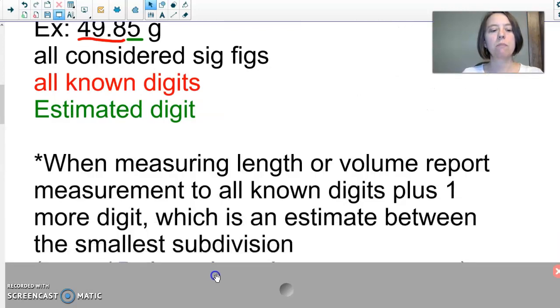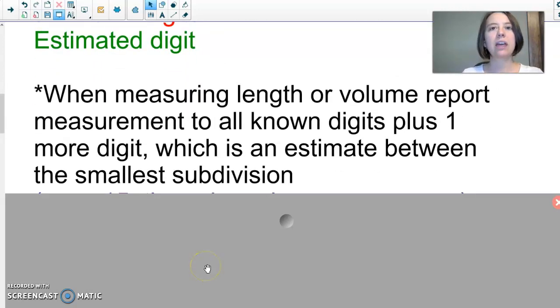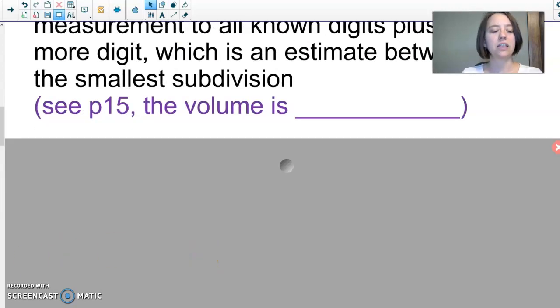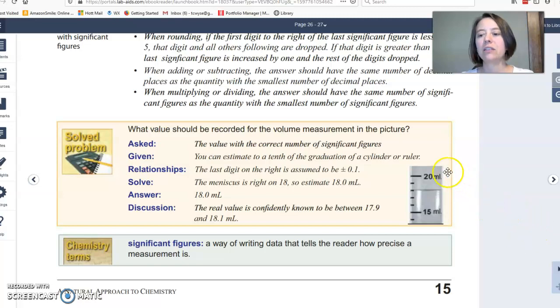So we were talking about mass. What about length or volume? Well, to find the correct number of significant digits when you are measuring length or measuring volume, you report all known digits plus one more digit, which is an estimate between the smallest subdivision. So what does that mean? Well, let's look on page 15. This picture shows water being measured in a graduated cylinder. And so let's figure out the value of the subdivision.